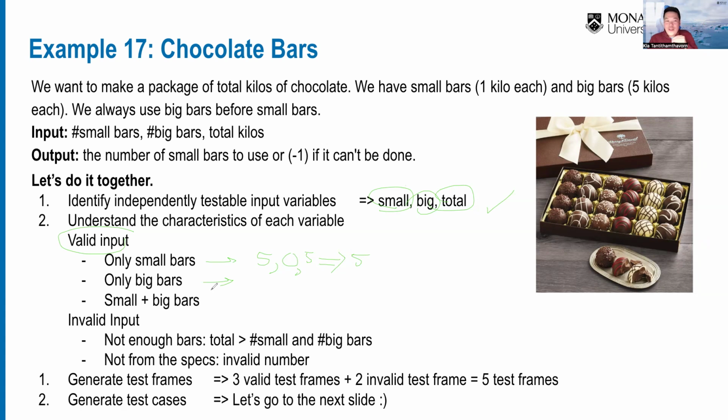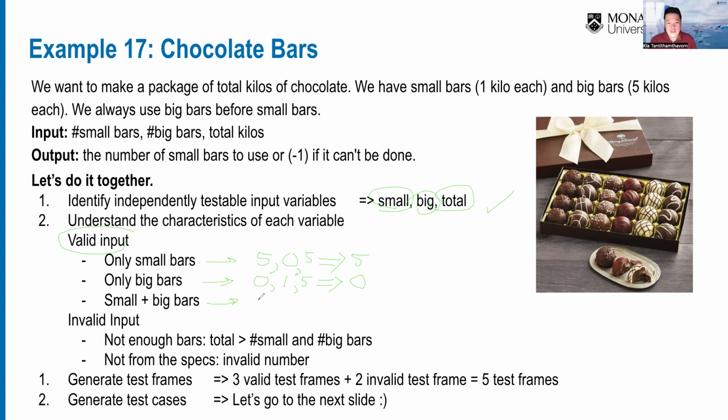Another scenario: we use the big chocolate bars only, okay? That means we don't have small bars. We have only one big bar, and because we want to make 5 kilos, how many small bars do we need to use? 0, right? Because we use the big bar only. This is similar to the previous example. Next, we use both the small and the big bars.